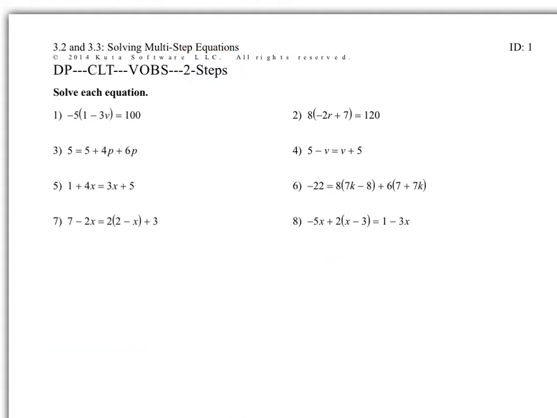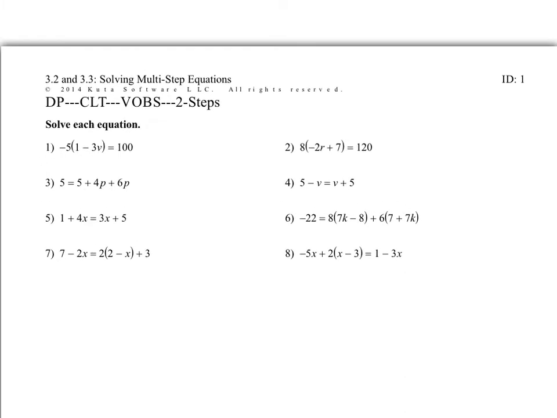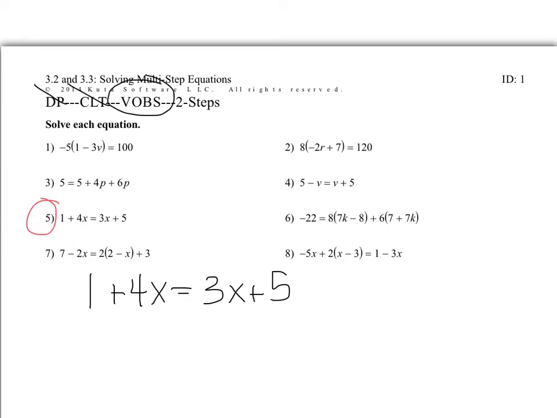So the next problem I'd like to do is number 5. Number 5 is 1 plus 4x is equal to 3x plus 5. This also does not have the distributive property or combining like terms, but it does have VOBs, variables on both sides. So to take care of VOBs, this time I'll go ahead and move the 3x to this side. We're going to move it by subtracting it off of the right and keeping the balance by doing the same thing to both sides of the equation.